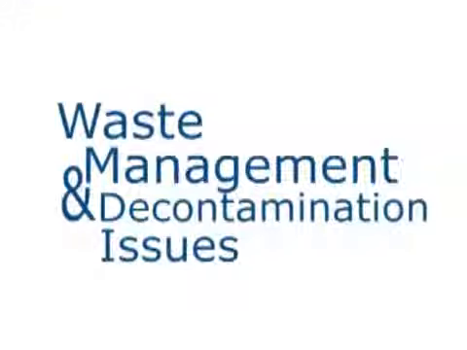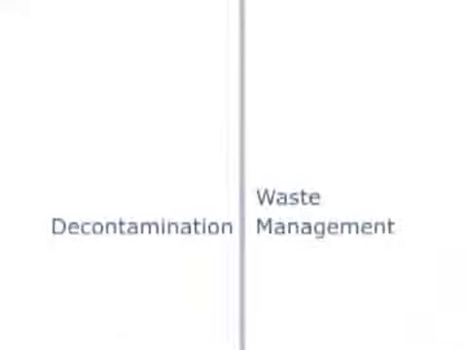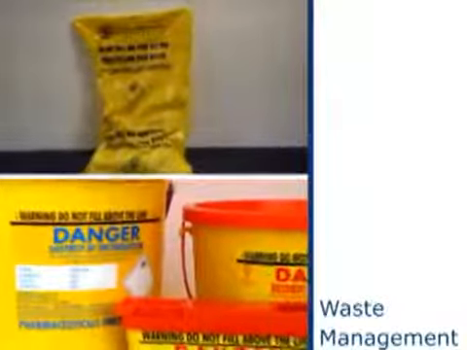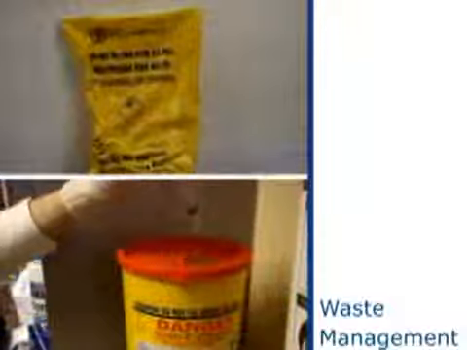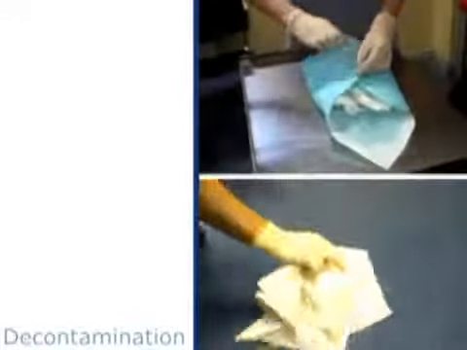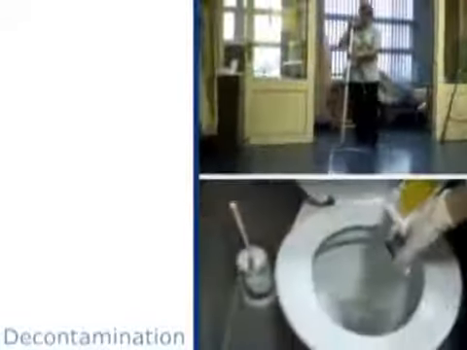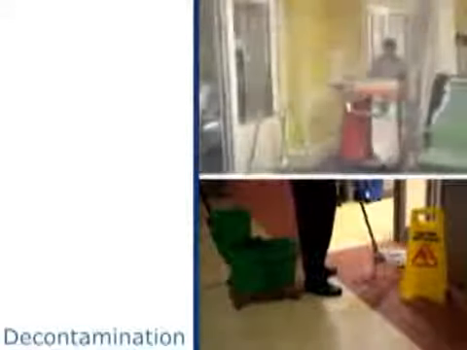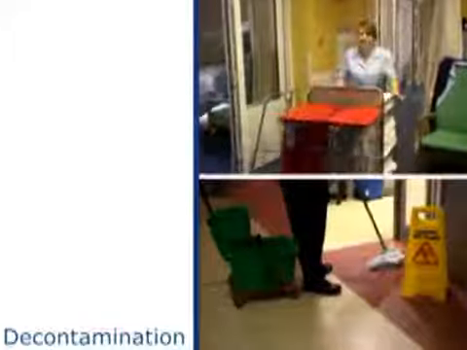The Waste Management and Decontamination Issues module deals with two sections. The Waste Management section is concerned with the disposal of healthcare risk and non-risk waste, and the handling of sharp items like needles. The Decontamination section is concerned with environmental and equipment cleanliness, the correct management of body fluid and blood spills, and the correct handling of used linen.